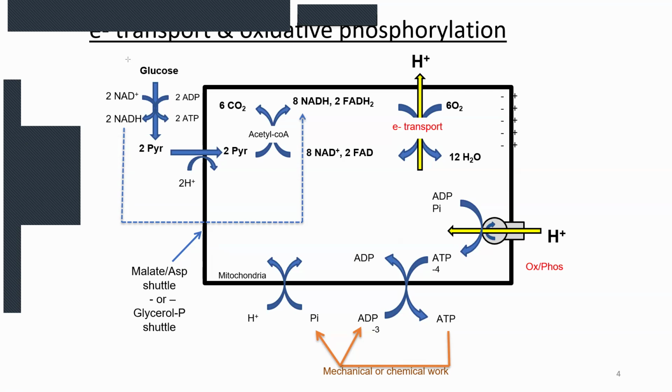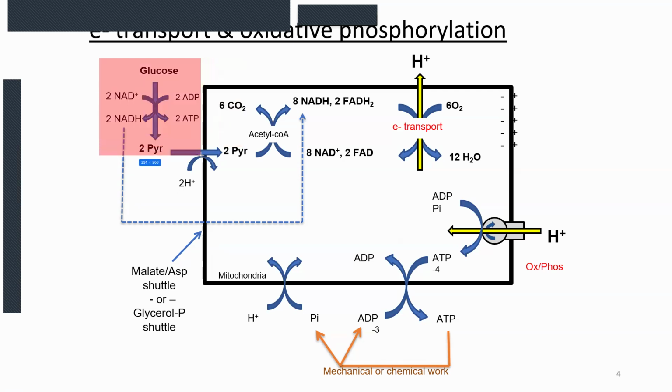We have just done this right here. We have produced two pyruvate molecules, which are 3 carbons each, from one 6-carbon glucose molecule. In addition to that, we produced a net of 2 ATP and 2 NADH. Those NADH are going to be transported into the mitochondria using a protein complex known as the malate-aspartate shuttle.